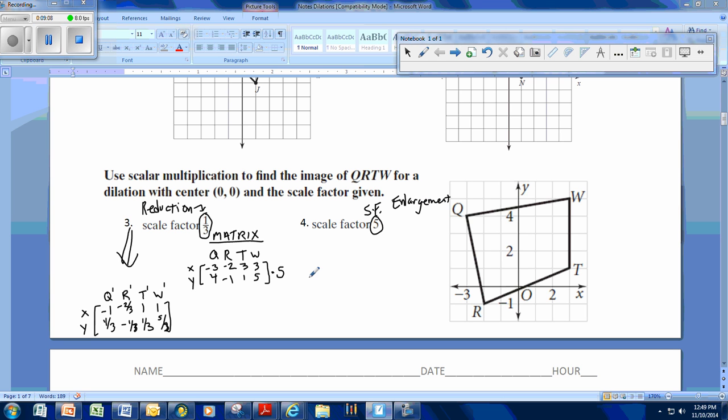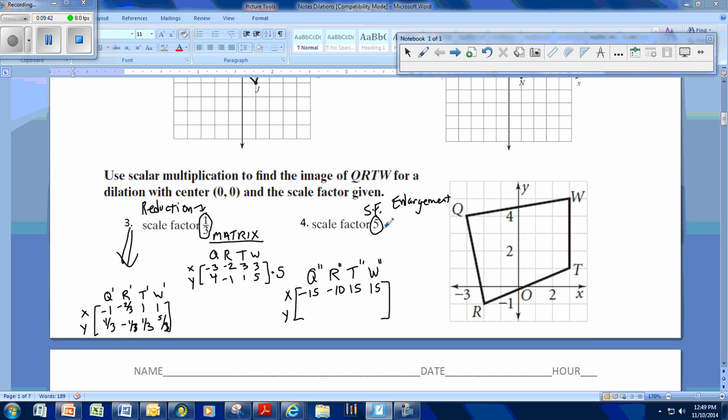For my new points here, I'm going to double prime these: Q double prime, R double prime, T double prime, and W double prime. X's go on top, Y's go on the bottom. All I'm going to do is multiply everything in this matrix, every coordinate, by 5. So -3 times 5 is -15. -2 times 5 is -10. 3 times 5 is 15 for that one, and again 15 for this one.